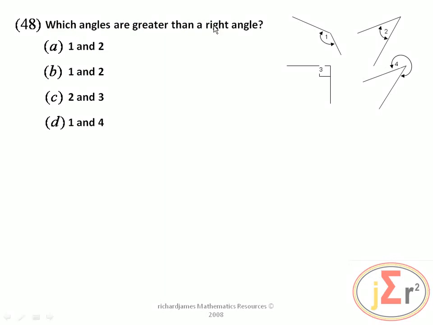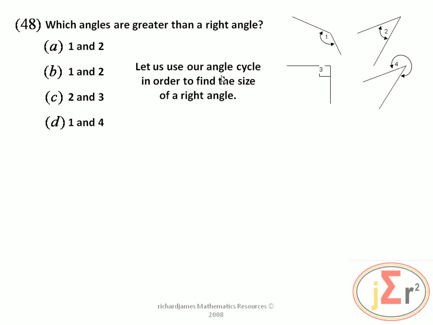Which angles are greater than a right angle? So let us use our angle cycle in order to find the size of a right angle. If we need to determine the angles that are greater than a right angle, then we should make sure that we have it engraved in our minds exactly what a right angle looks like. And of course we should know that, but let us make use of our angle cycle.